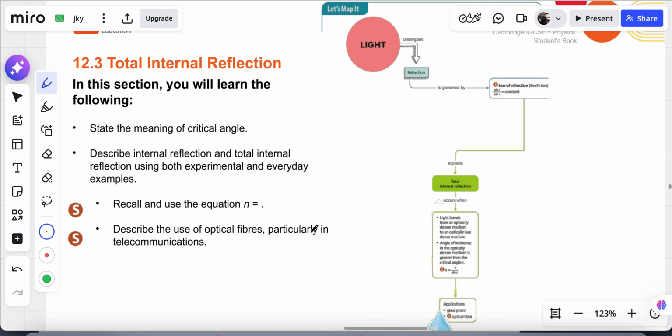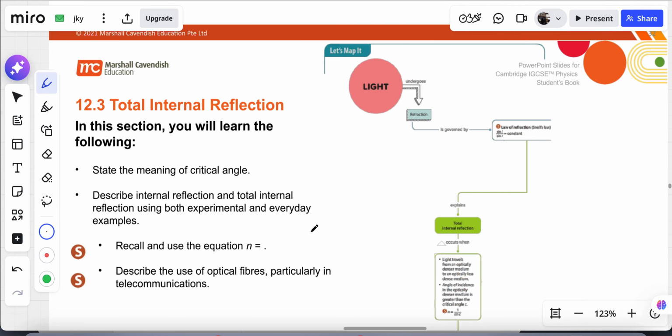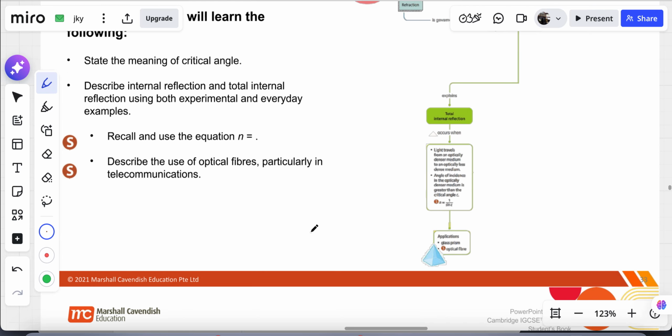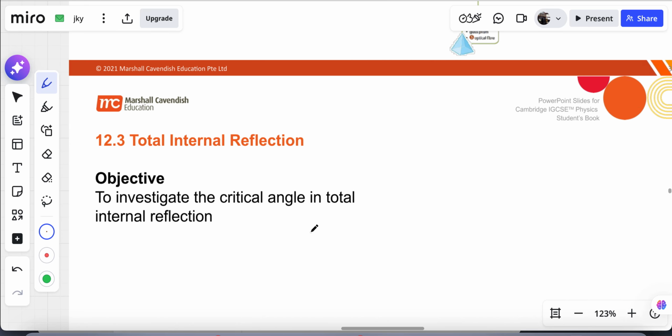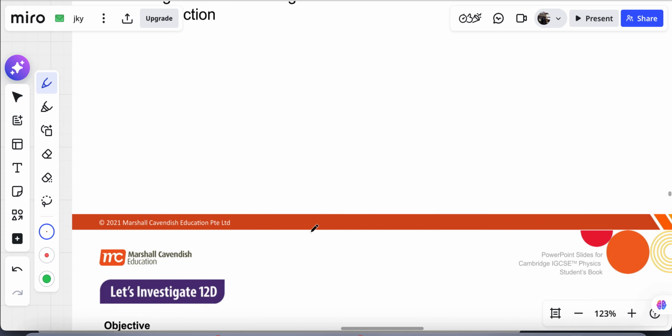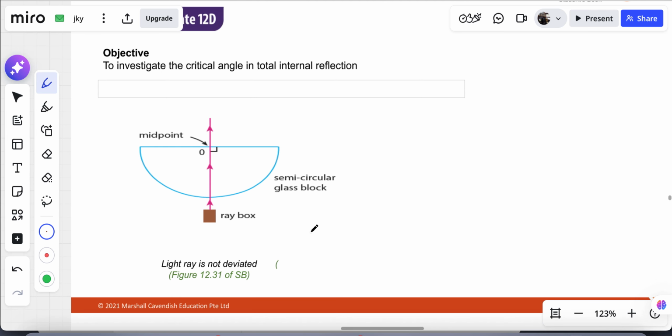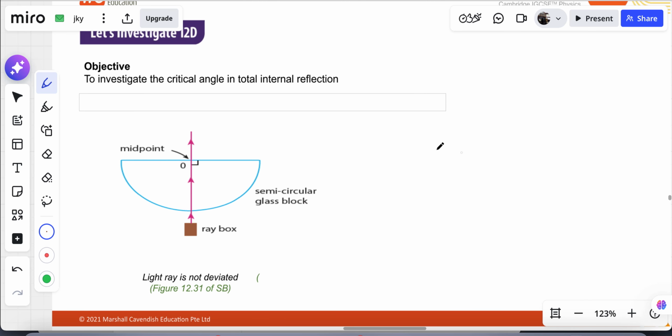Now let's move on to point 30.3, total internal reflection and critical angles. The learning objective here is total internal reflection. The objective is to investigate the critical angle in a total internal reflection. Now to do this, we must take an optically denser medium.